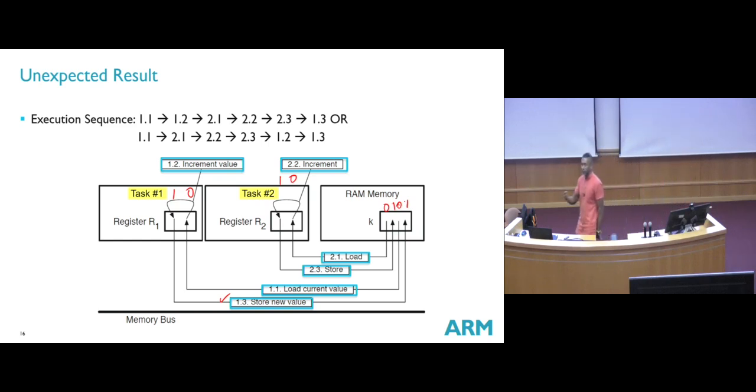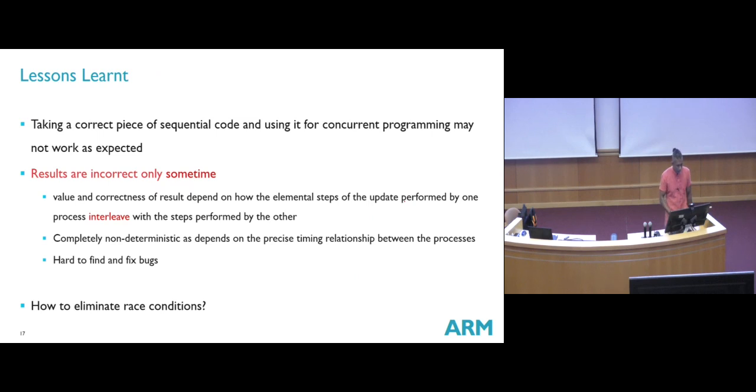Okay, so both the tasks have run, and both of them have incremented k, but eventually I only see 0 become 1 instead of 2, because of the context switch that happened between both of them while this was happening at the assembly language level. So this is an unexpected result, and this is the issue. The results are incorrect only sometimes.